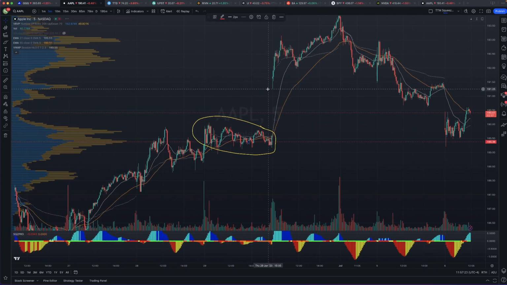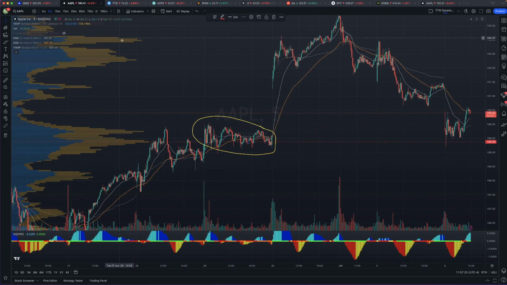Just like as we're moving up, right? As we move back up, I want to see these people because they're going to give me some resistance, right? And why would these people give me resistance? Can anyone tell me that?